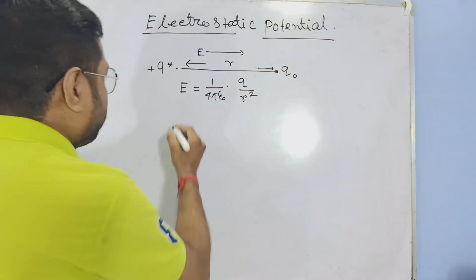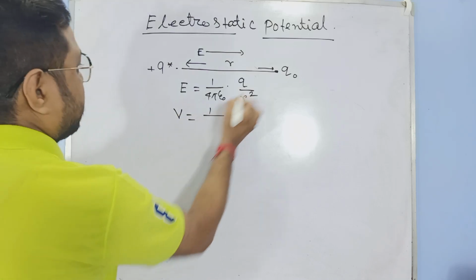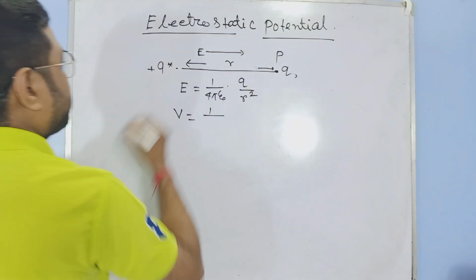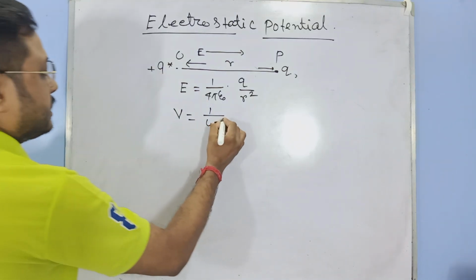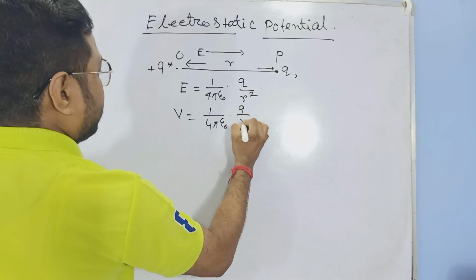In the same manner, we know that the potential at point P, suppose this is point P and this is point O, due to the charge Q is given by 1 by 4 pi epsilon naught Q by R.